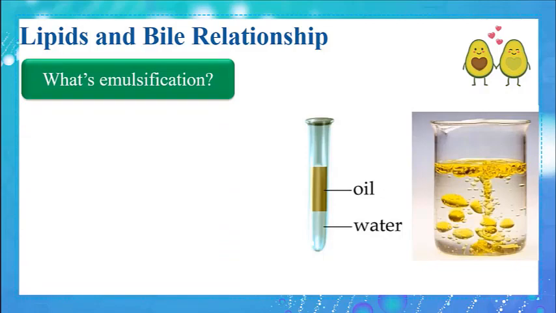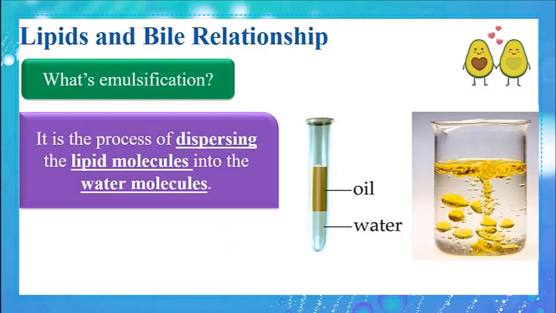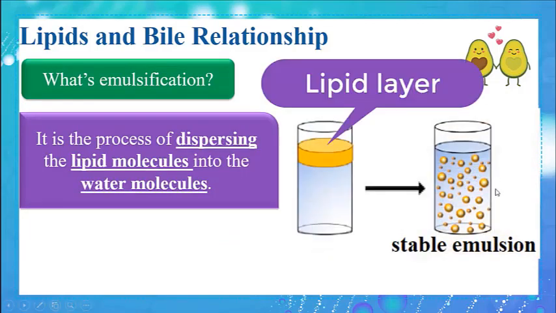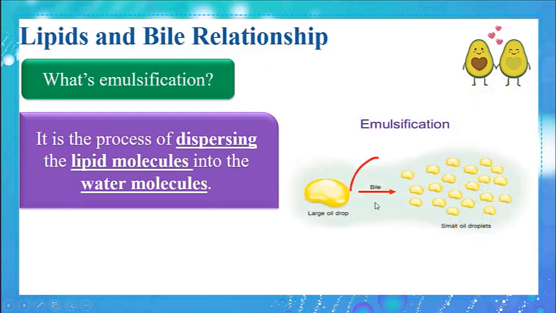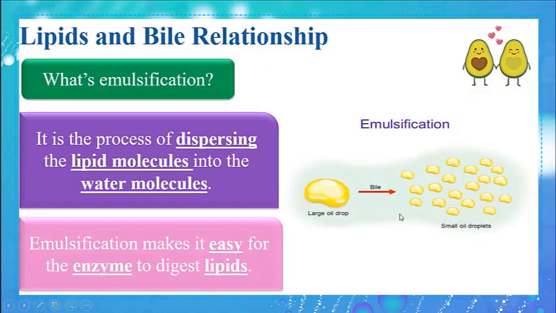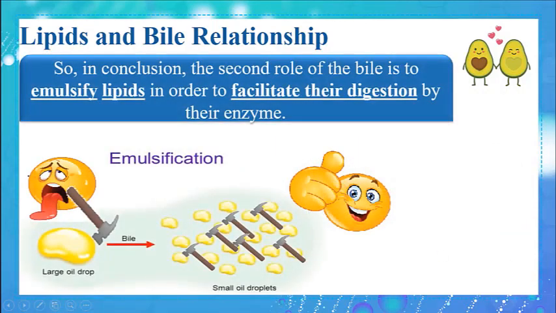What's emulsification? It is the process of dispersing the lipid molecules into the water molecules, so large oil drops will become small oil droplets mixed with water under the action of bile, making it easy for the enzyme to digest lipids. So in conclusion, the second role of bile is to emulsify lipids in order to facilitate their digestion by their enzyme.